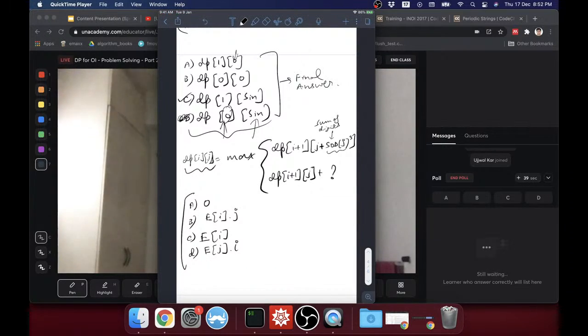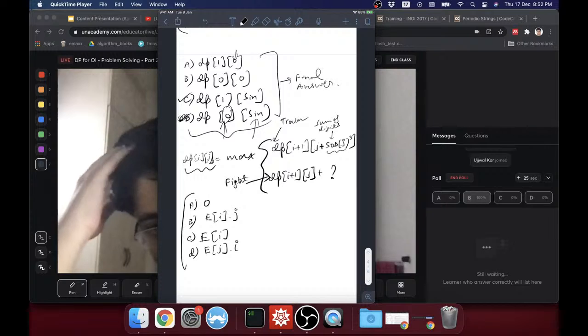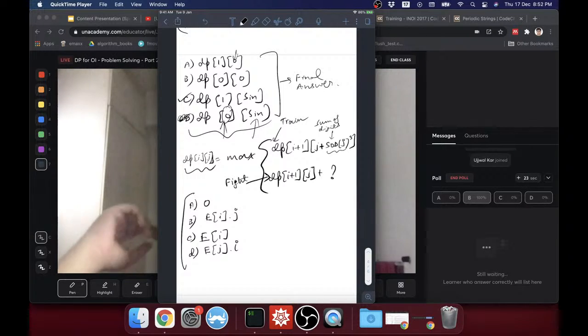So you're going to the next city, and in this city you did a battle. This option was the train option, and this option is the fight option. So when you do the fight option, how much will you add to your experience?